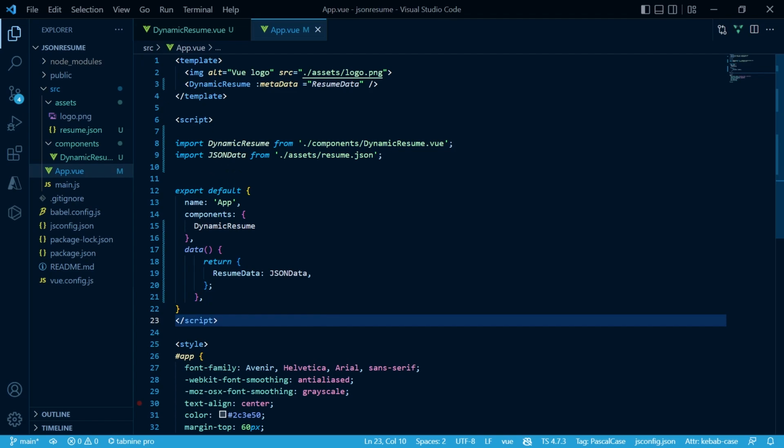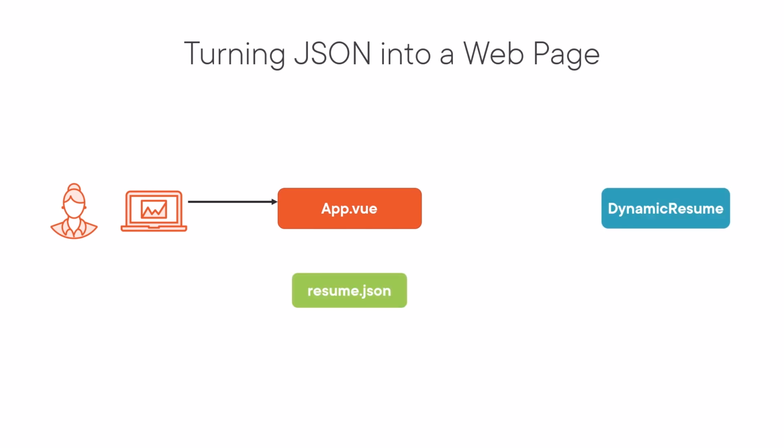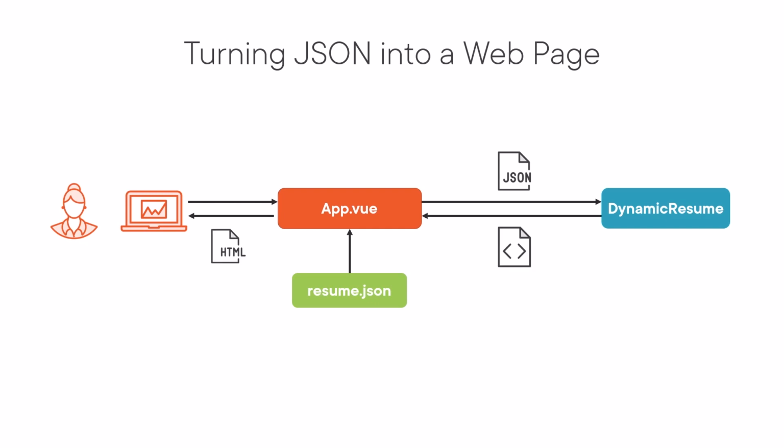Okay, so now that we have all that put together, let's step back and take a look at how all of this works. So we have a visitor to our website and they make a request that goes to app.vue. App.vue loads in the resume JSON and the dynamic resume component. App.vue then sends the JSON to dynamic resume, and that breaks down the data and sends it back in a templated format. App.vue then turns that into HTML that the visitor can see. It's a pretty simple system at this point.